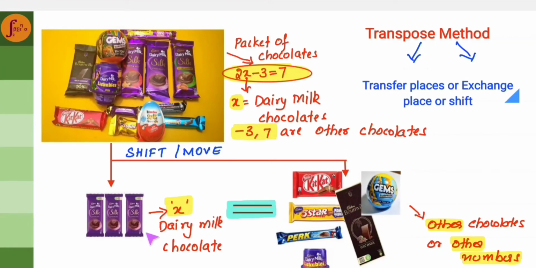So to find out the number of Dairy Milk chocolates, we first get all the Dairy Milk chocolates and put them on one side, and whatever chocolates we don't want, that is, we don't want to count the other chocolates, so we put them on the other side. This way we'll be able to collect all the Dairy Milk chocolates and count them. This is called solving an equation.